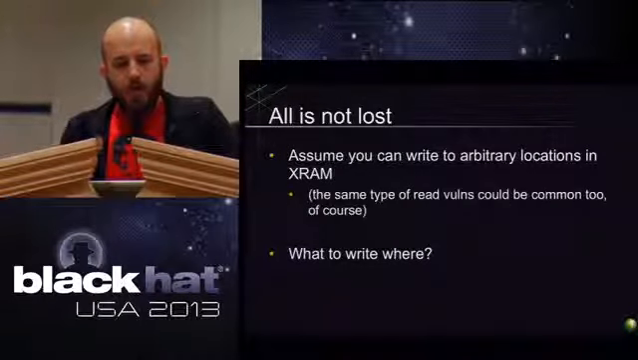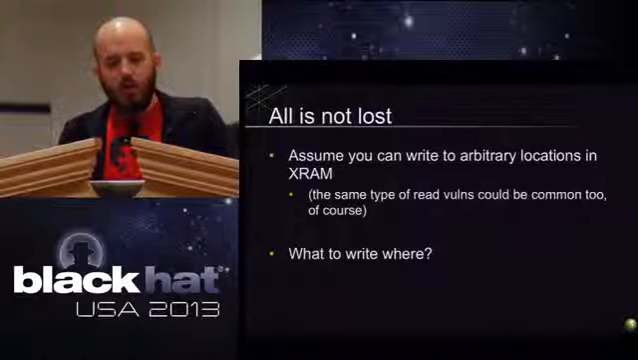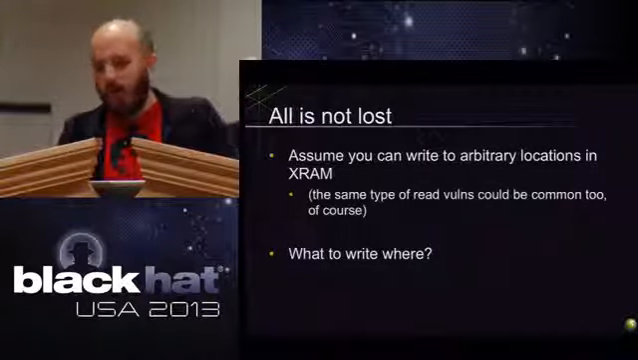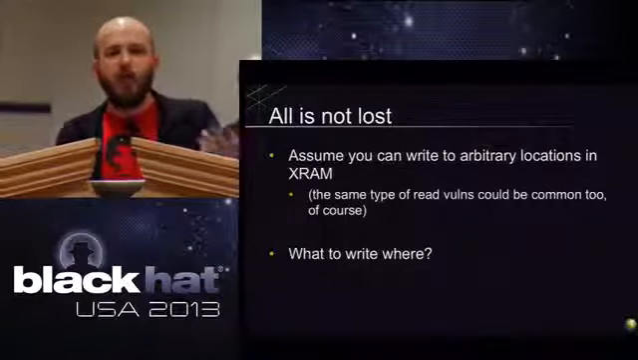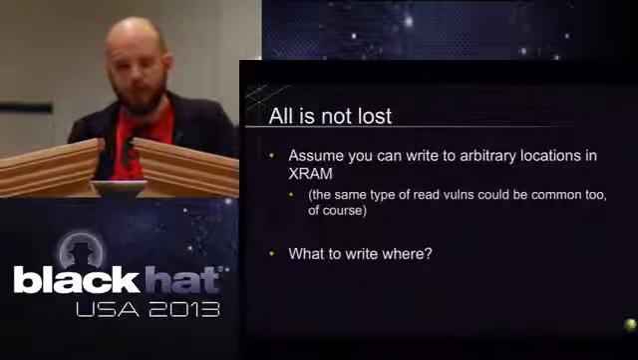So, okay, we can write to arbitrary locations of XRAM, and of course the same type of read runs. Well, what are we going to write? How are we going to do this? How are we going to find what we need to modify? How are we going to find a pointer over there somewhere that's going to divert execution flow for us?